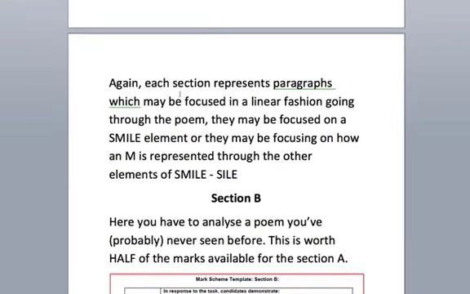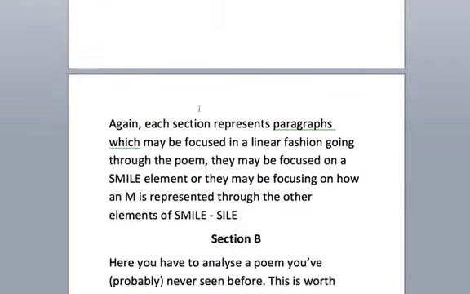The only reason I've actually shown this is just to offer you two ways of going about it. Doesn't mean you have to do it this way at all. Again, each section represents paragraphs which may be focused in a linear fashion going through the poem. They may be focused on a SMILE element, or they may be focused on how a theme is represented through the other elements of SMILE: the structure, image, language, and effect. So you have complete freedom in how you go about it.